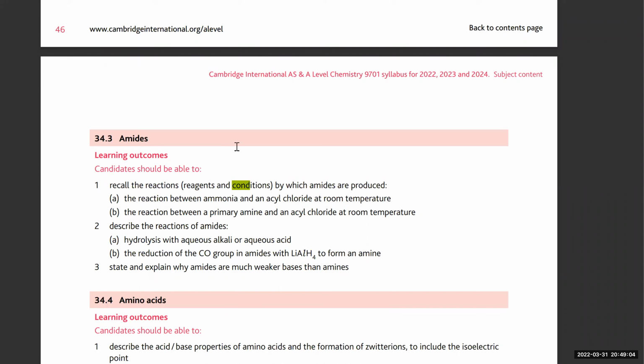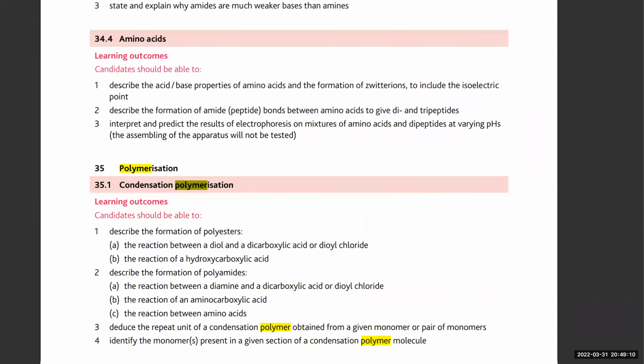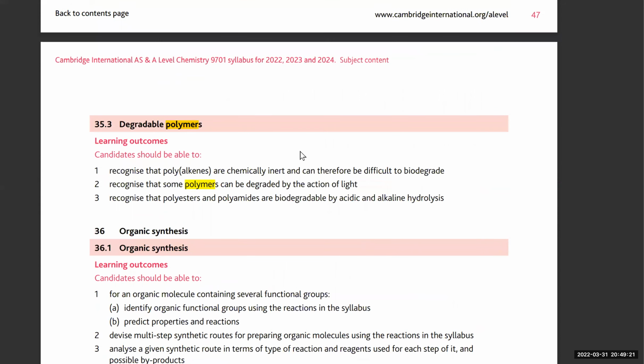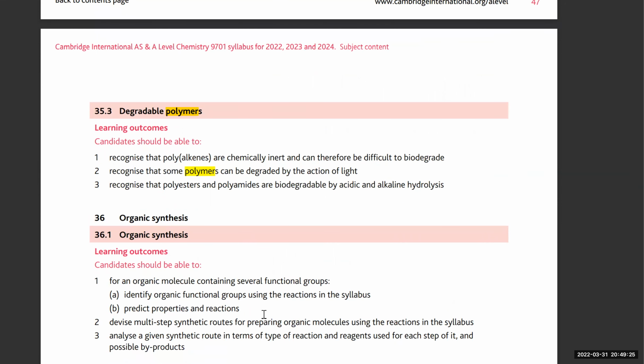One second. So predict the type of polymerization, monomer or monomers, identify the degradable polymers. That's fine.